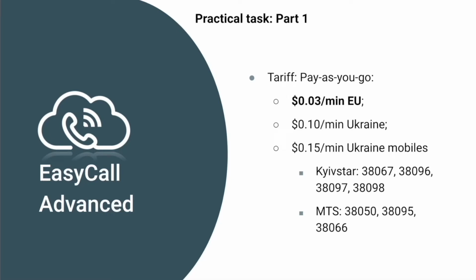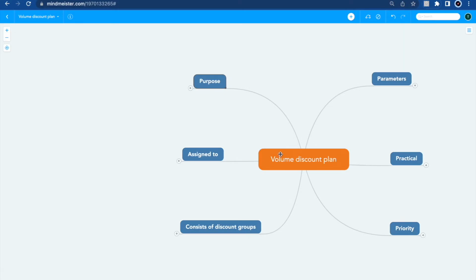In the previous video, we have already configured a tariff with a rate of 3 cents a minute to Spain and the rest of the EU countries. We may need to modify this rate later, but not for all customers at the same time, just for some of them. Basically, we may need to apply special conditions to a particular customer depending on how they use the service. Spoiler alert, we are going to use volume discount plans for this.